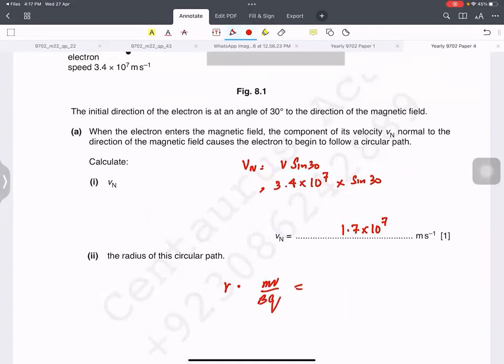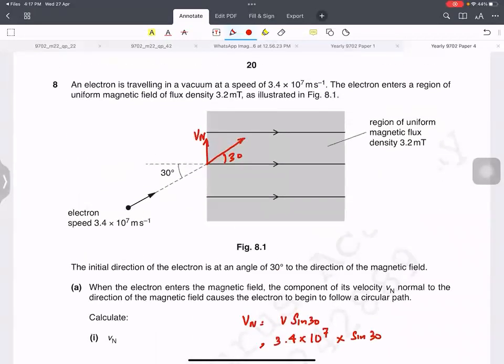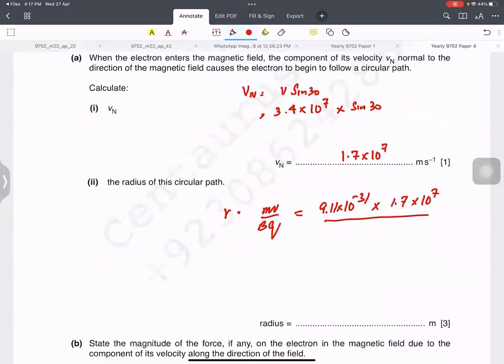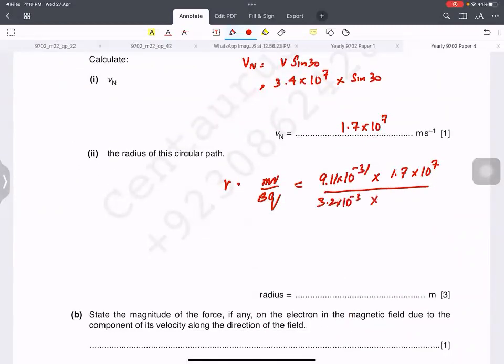Radius of the circular path, r equals to mv over Bq, your best friend equation. This is what, electron? 9.11. Velocity. Do we have the magnetic field? 3.2 millitesla. And Q is 1.6 times 10 raised to minus 19. Okay. Then, what is the answer? 0.0304. Okay. All right.